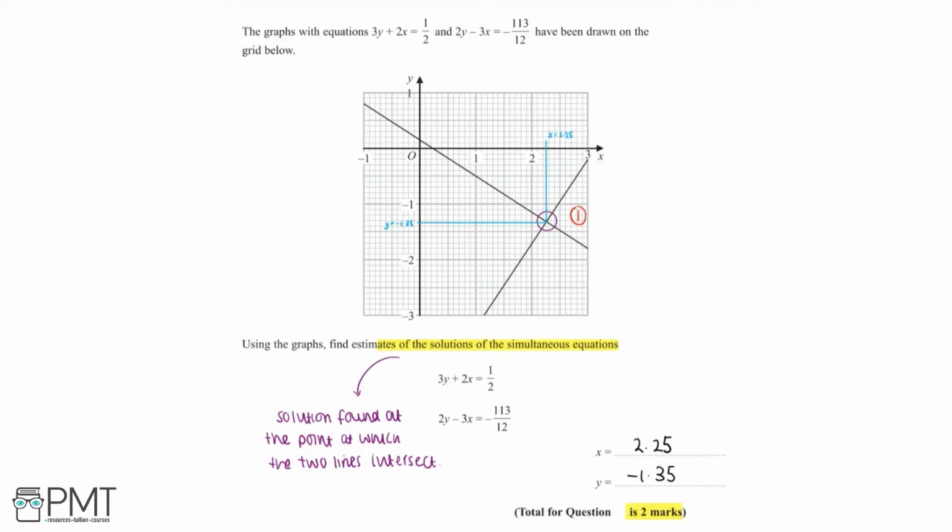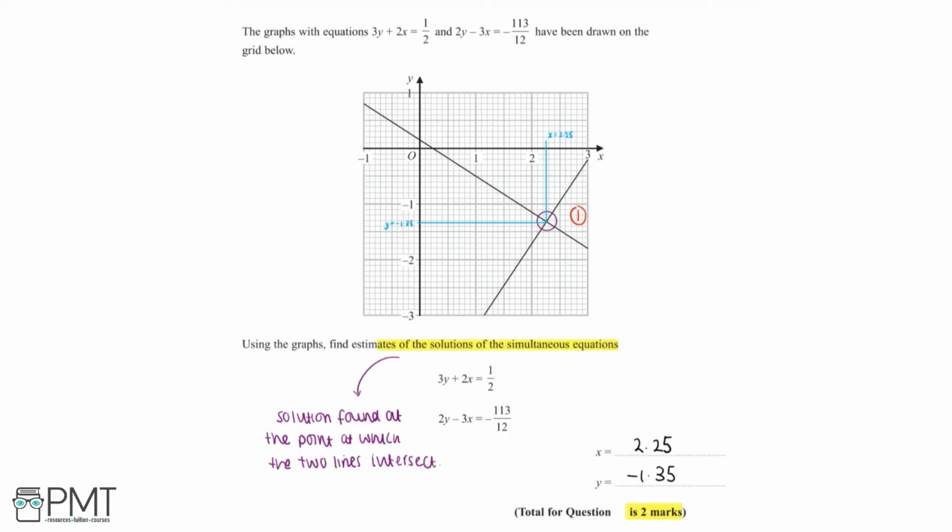And we get the second mark for finding the correct x and y coordinates of this point. And so the mark scheme allowed a range of answers. Now the value for x had to be in between 2.2 to 2.3. We have an answer of 2.25, which falls within this range, and so this is correct. And then the values for y were allowed to be given in the range minus 1.3 to minus 1.4. Our answer of minus 1.35 falls within this range, and so we can say that this is correct.